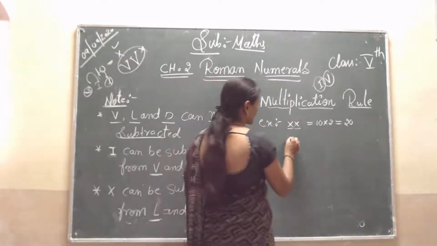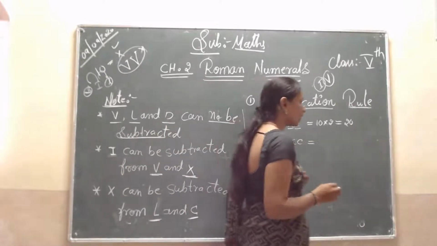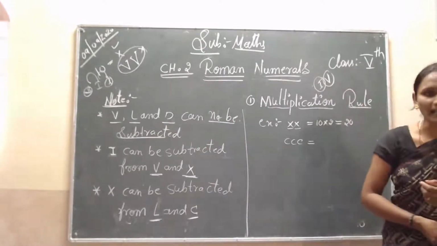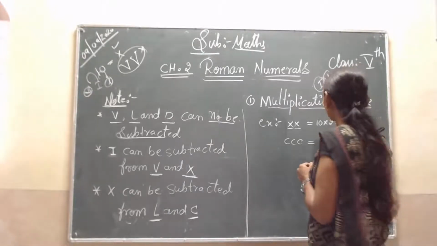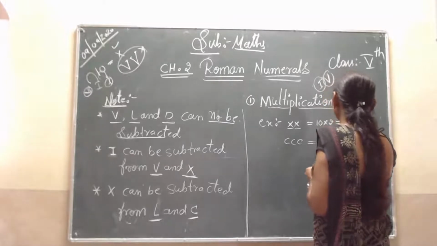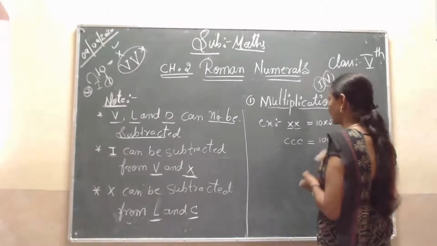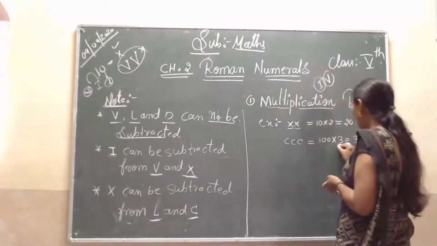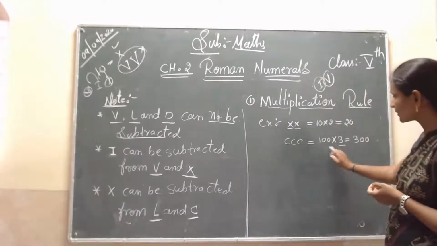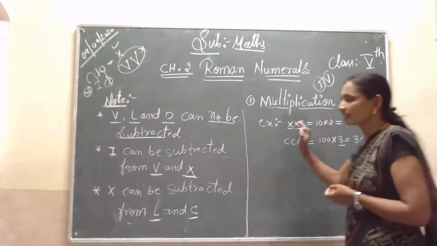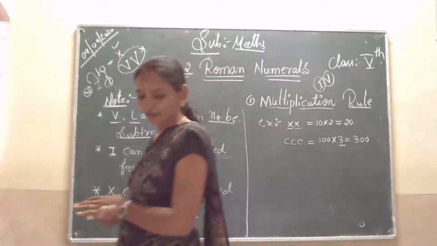Again one example, students, in C. How many times? That is 3 times. What is the value of C? C is 100. So 100 into 3, that is 300. Yes, students, it is repeated 3 times, so I multiply by 3. So 100 into 3 is 300. This is the rule of multiplication.